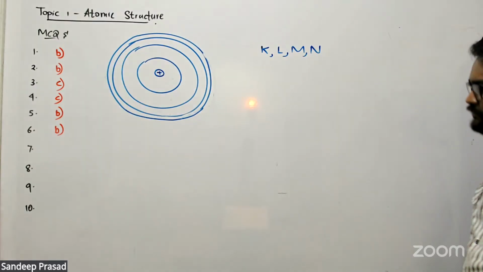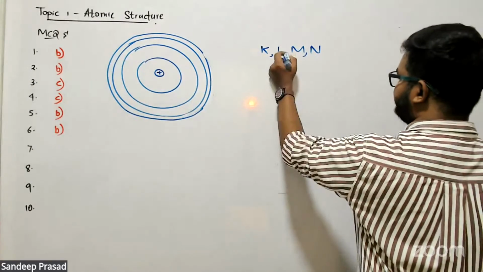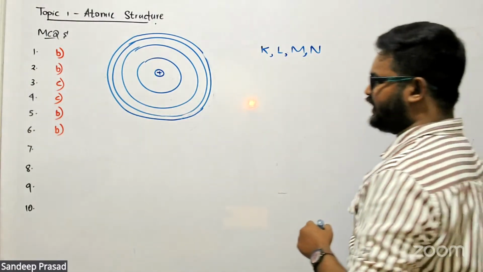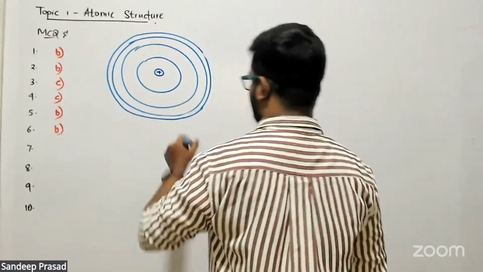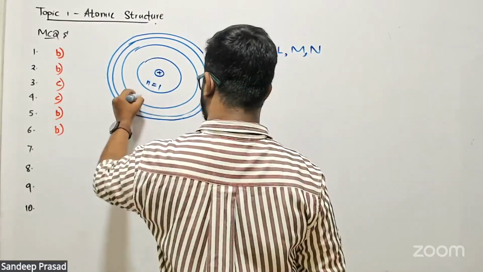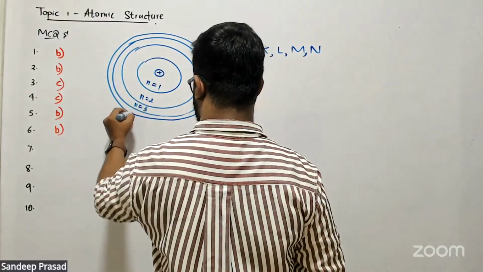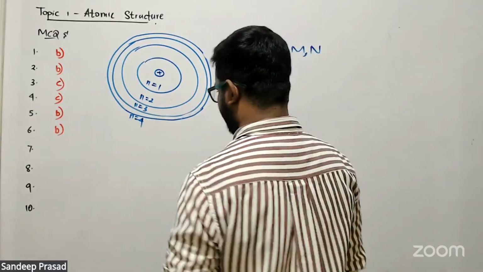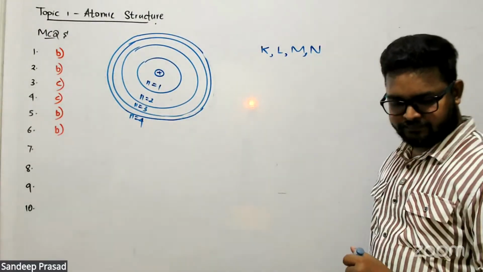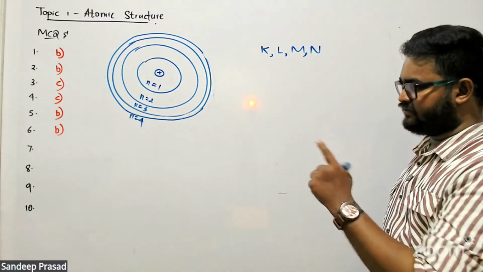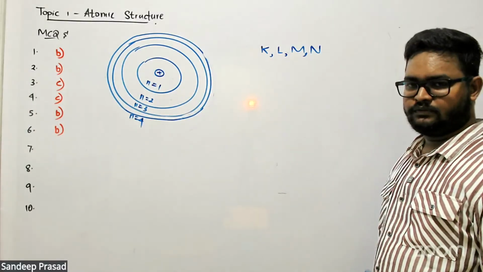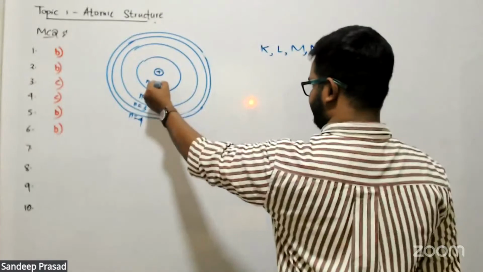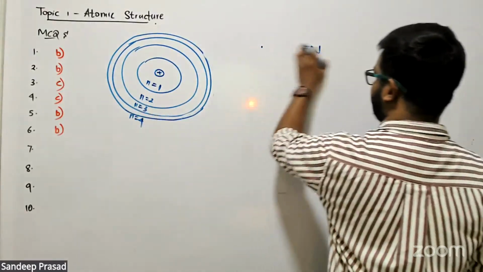right? But remember, in A levels, we are not going to denote these energy levels in this way, right? So how are we going to denote the energy levels? We are going to denote them as n equal 1, n equal 2, n equal 3, and n equal 4. First principal energy level, second principal energy level, third one, and the fourth one, like this.